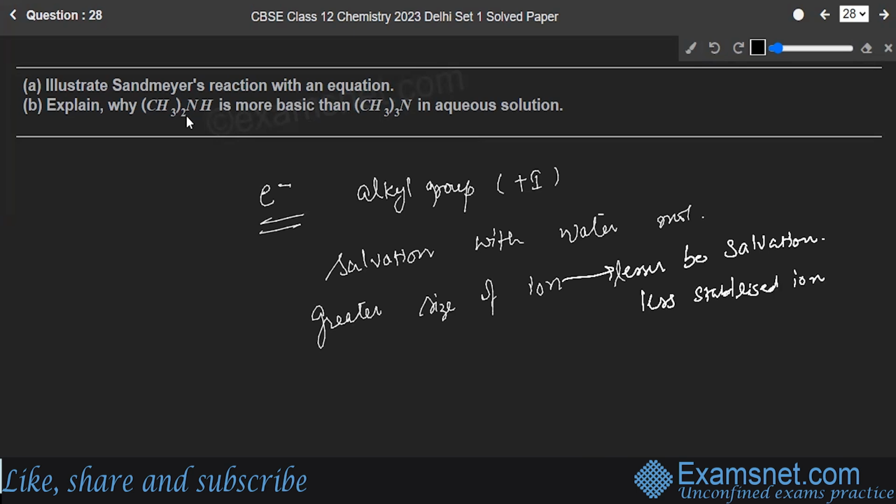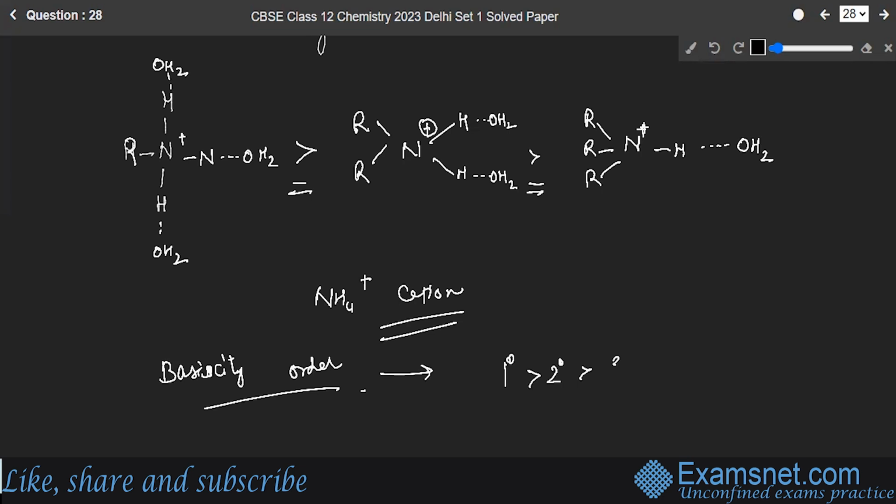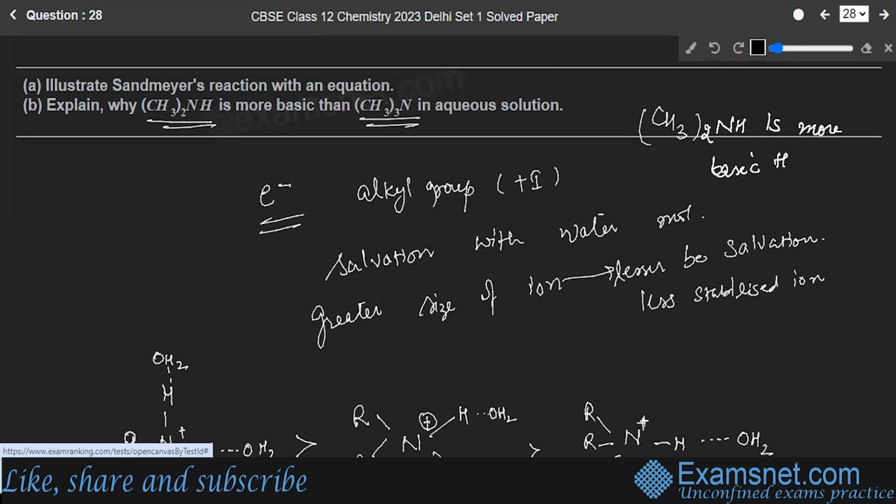So the order of stability of the ions will be as follows. The greater the stability of the substituted NH4+ cation, the stronger should be the corresponding amine. Therefore, the order of basicity will be primary, then secondary, and then tertiary. Looking at the given options, that is why (CH3)2NH is more basic than (CH3)3N. Hope you got that.